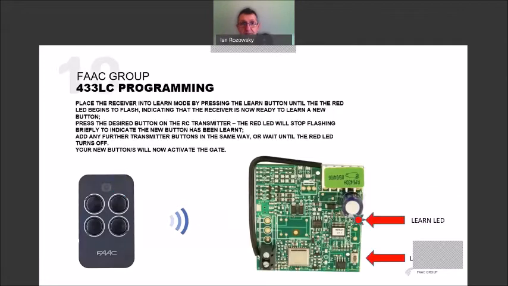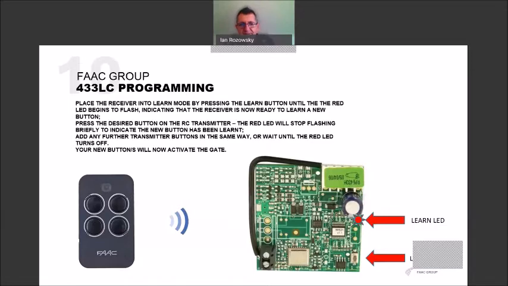We then have a quick look at how we program this particular receiver. It's really very straightforward. We identify the learn button and the learn LED. We put the receiver into learning mode by just pressing the learn button until we see the red LED begin to flash. That indicates the receiver is now ready to learn a new button. And you just press the desired button on that RC transmitter. The red LED will stop flashing briefly. It'll indicate that the new button's been learned.